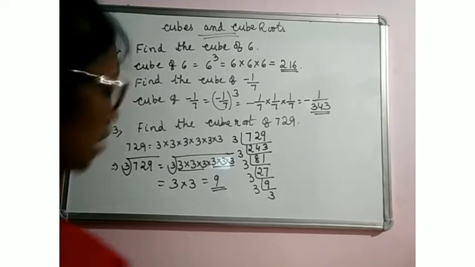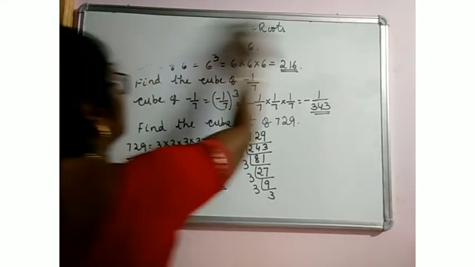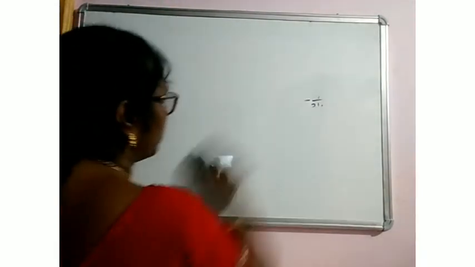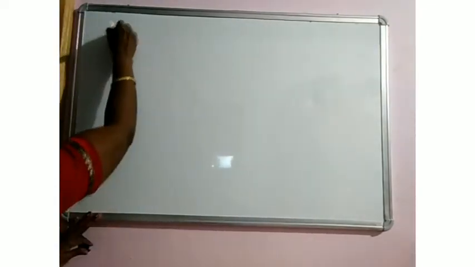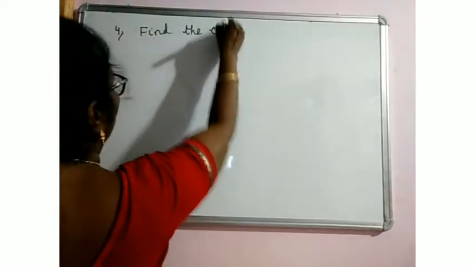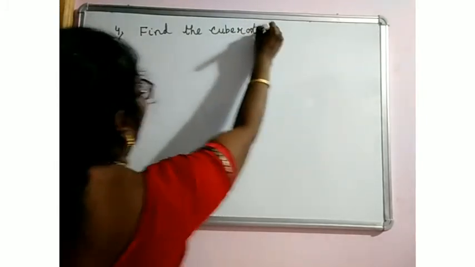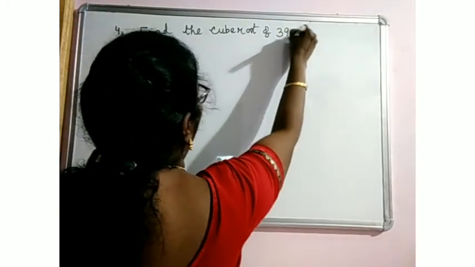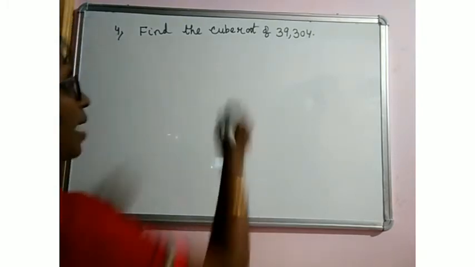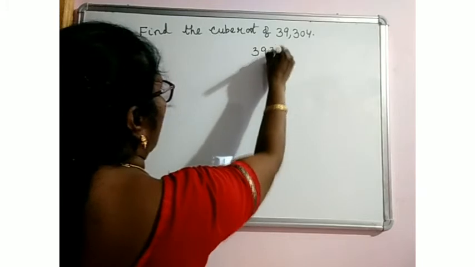Okay. Let me solve some more sums for you. Find the cube root of 39,304. A little bigger number I gave you. 39,304. How to find the cube root? Same way, let us find the prime factors of 39,304.